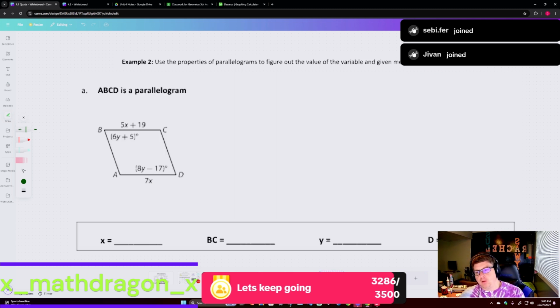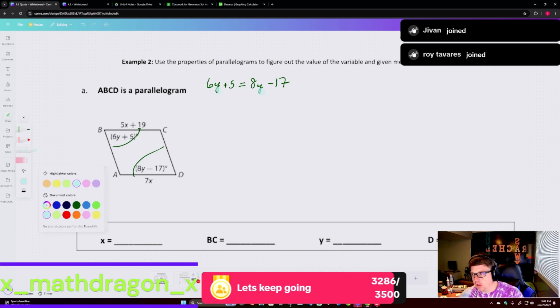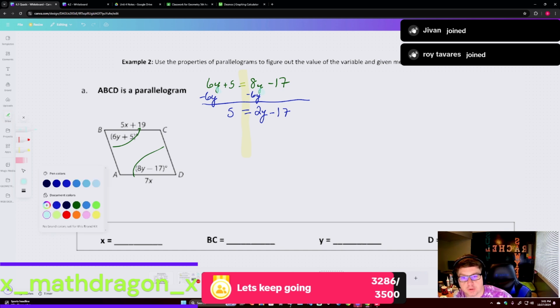Okay, next problem. Angles. Opposite angles are equal. So 6y plus 5 equals 8y minus 17. If I highlight the y's and draw a line down the middle of the equal sign, then what I want to do is move all of my y's to one side. And if I do that, I'm going to be left with 2y minus 17 equals 5. Then start to move the other numbers. So I'm going to add 17 to both sides.